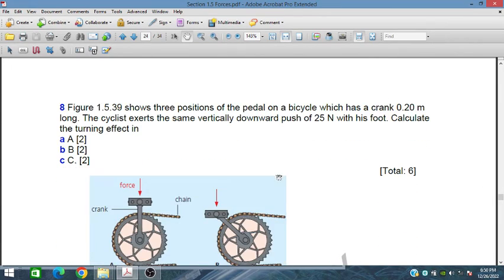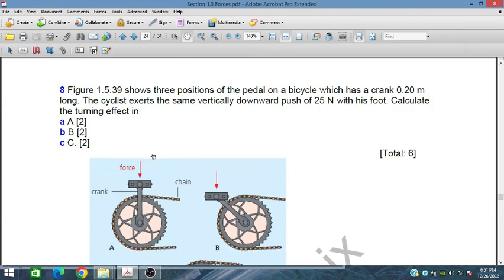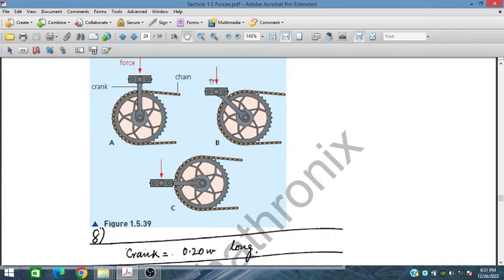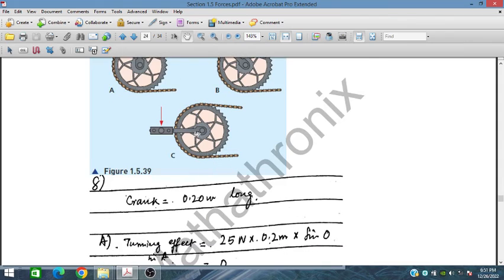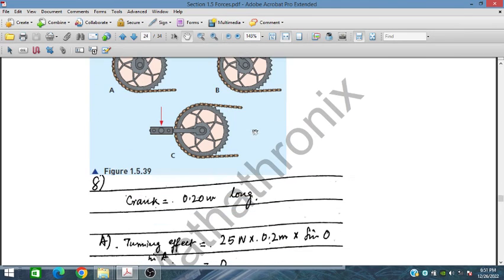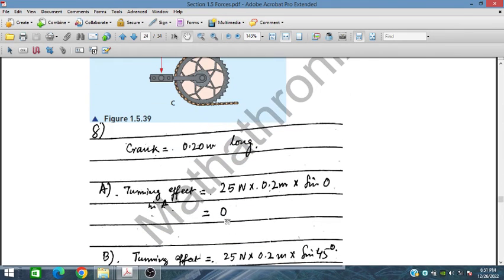Figure 1.5 shows three positions of the pedal on a bicycle which has a crank 0.20 meters long. The cyclist exerts the same vertically downward push of 25 newtons with his foot. Calculate the turning effect. For the first position, since the angle with the crank is 0, there is no turning effect, so the turning effect will be 0.